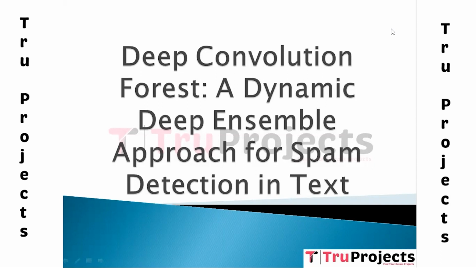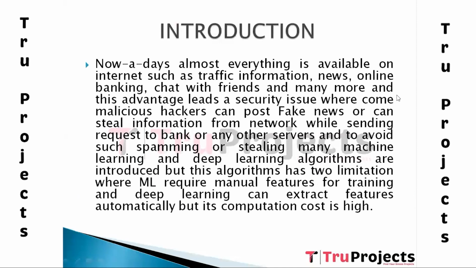We are going to explain about the project titled Deep Convolution Forest, a dynamic deep ensemble approach for spam detection in text. The increase in people's use of mobile messaging services has led to the spread of social engineering attacks like phishing, considering that spam text is one of the main factors in the dissemination of phishing attacks to steal sensitive data such as credit cards and passwords.